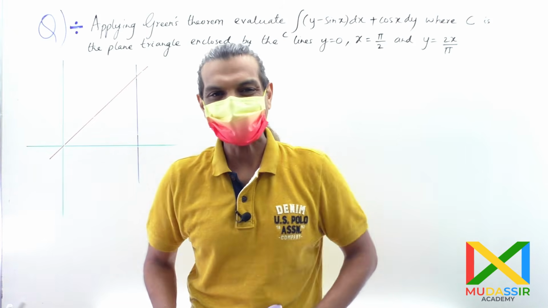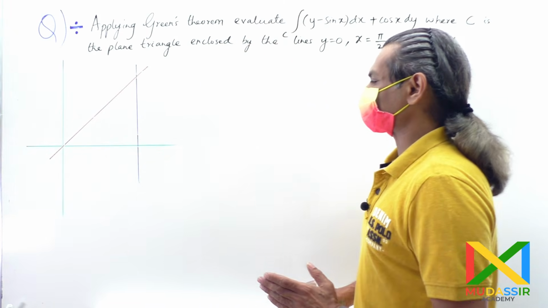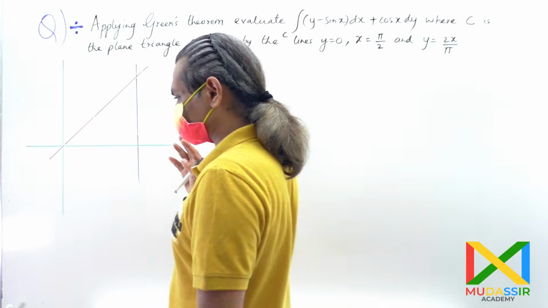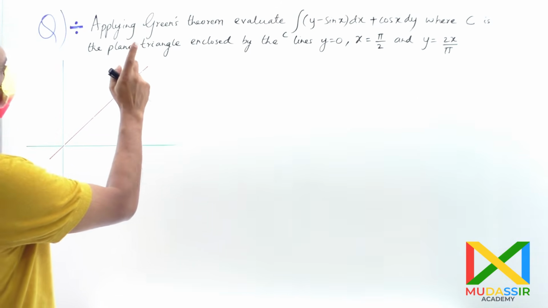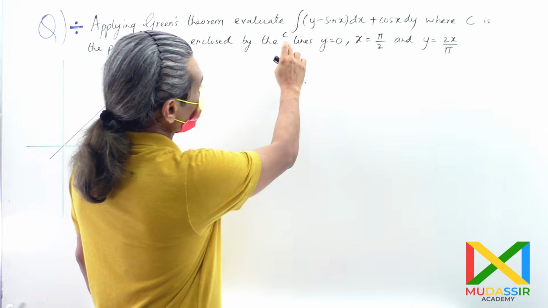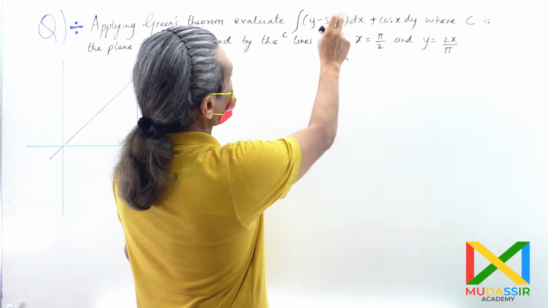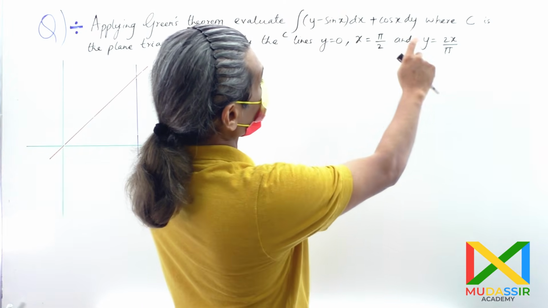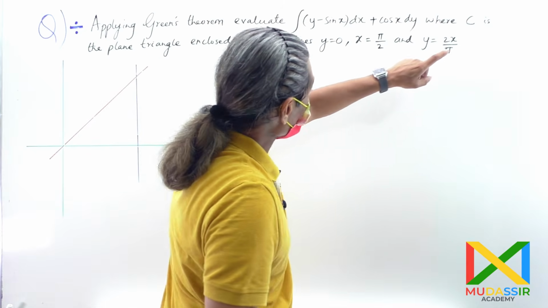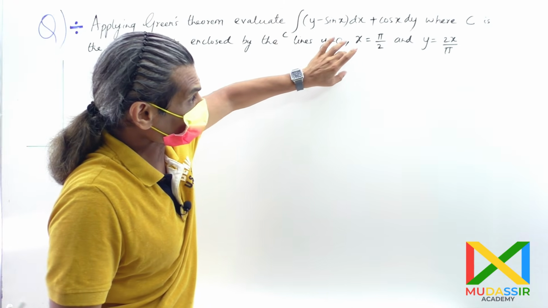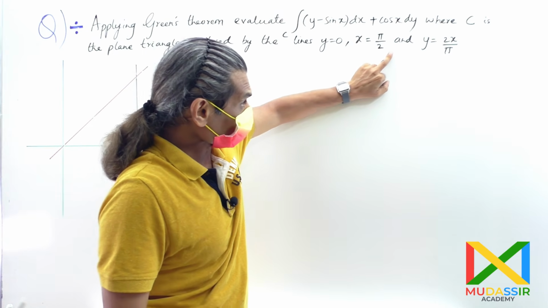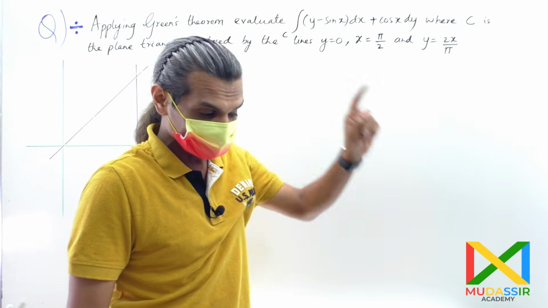Hello students, welcome back. In today's video, we will be solving a very interesting question from Green's theorem. The question is: applying Green's theorem, evaluate the integral over C of (y minus sin x) dx plus cos x dy, where C is the plane triangle enclosed by the lines y equals 0, x equals pi by 2 and y equals 2x.